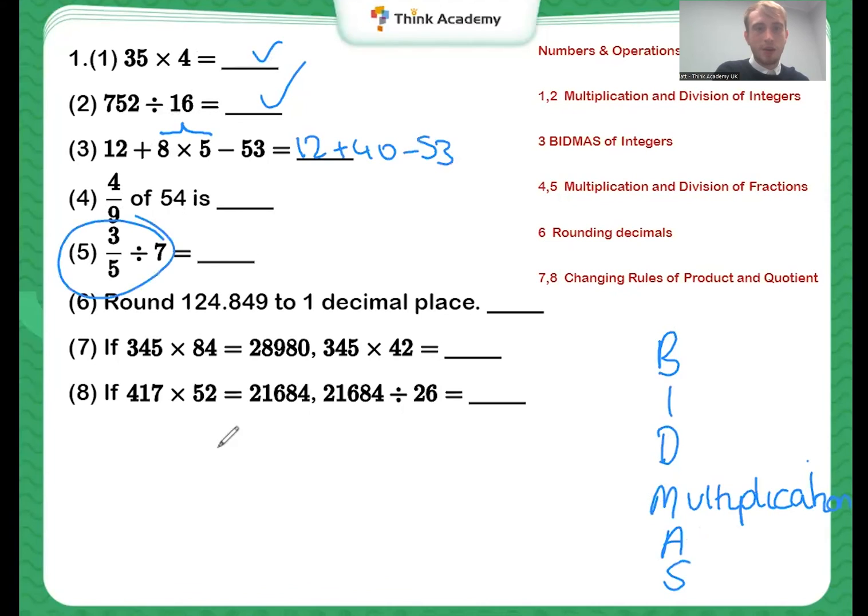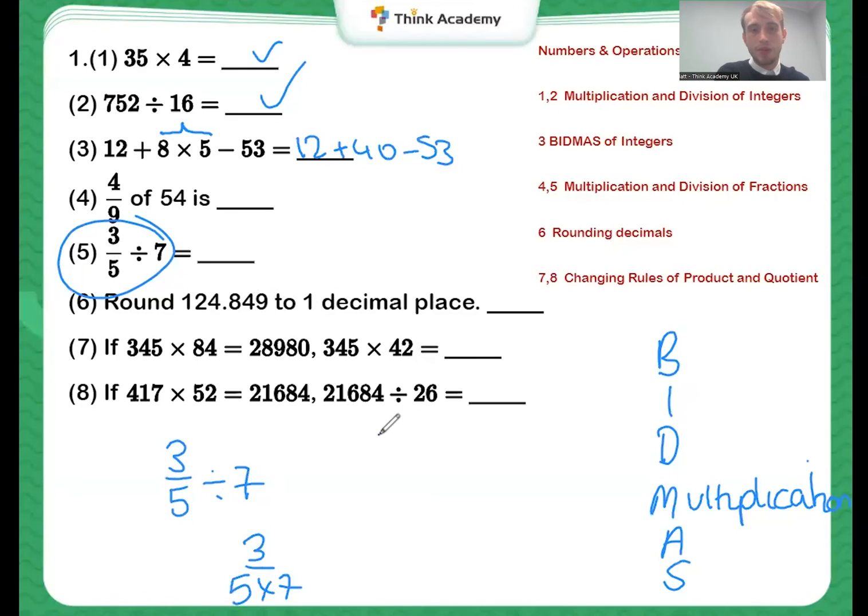The division was a bit harder one, 3/5 divided by 7. Now in class, we learned 2 ways to solve this. You can either divide your numerator, and in this case, I can't divide 3 by 7, or you could times your denominator. So you get 3 over 5 times 7. That's the simplest way to do it.